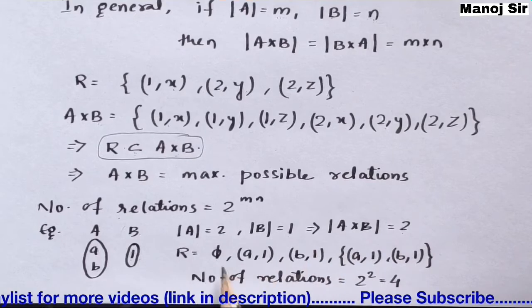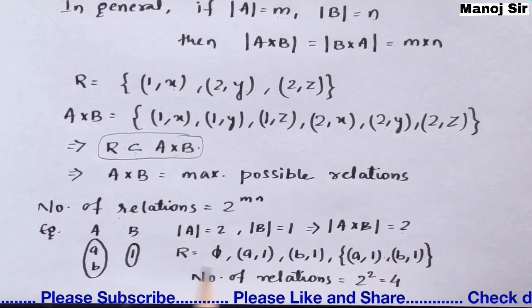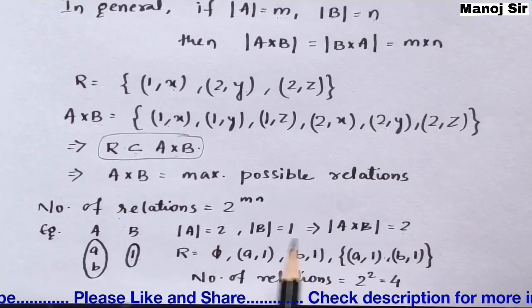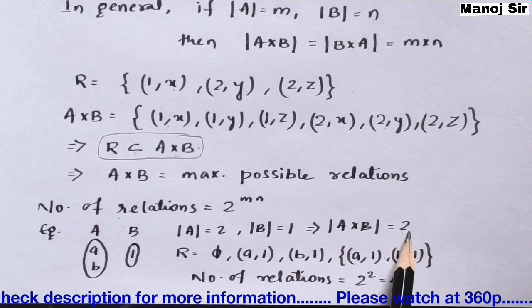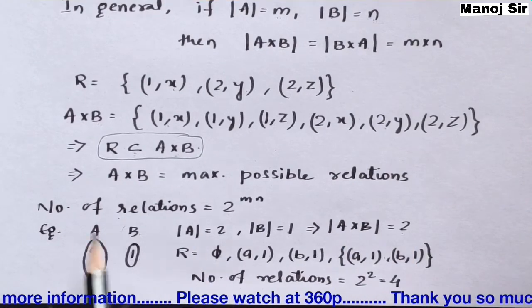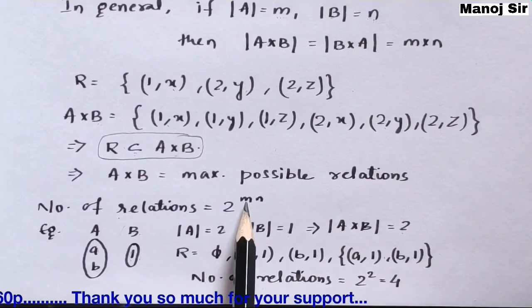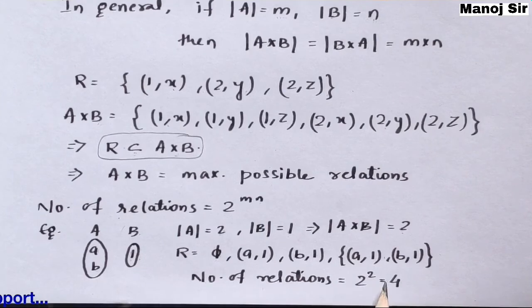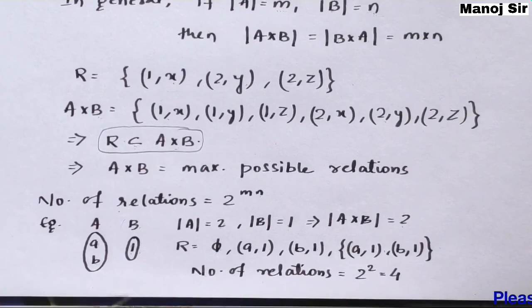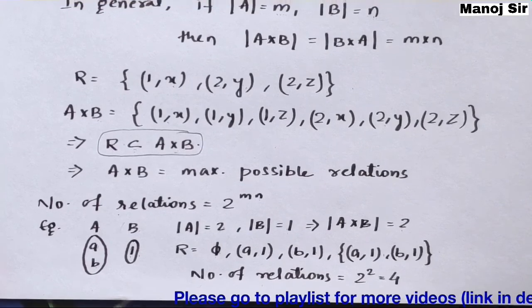Here you can see the number of possible relations is 1, 2, 3, 4. The cardinal number for A cross B is 2. In that case, the number of relations becomes 2 to the power 2 into 1, that is 2 to the power 2, and 2 to the power 2 is 4. So from here you will get a very good concept of how to find the number of relations.